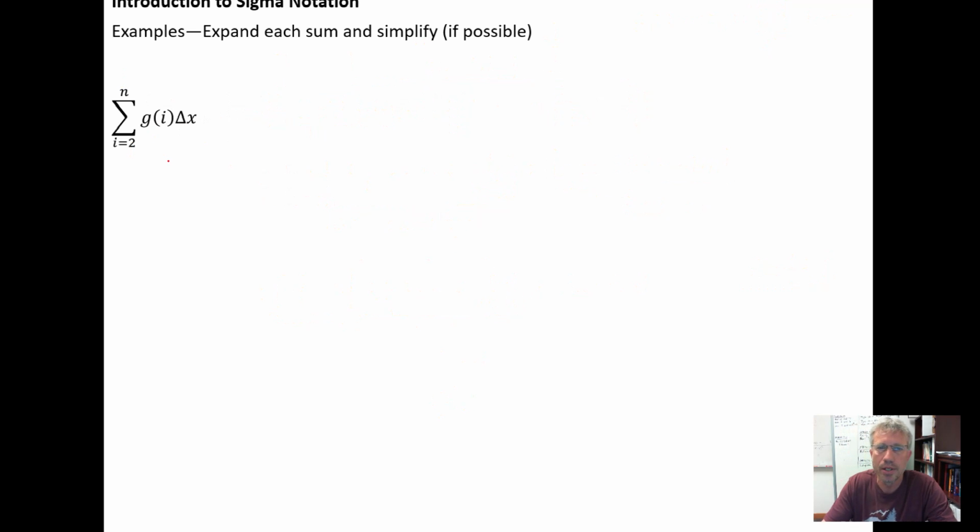Now the last example is just to show you I don't need to know what the function or expression is in here. I could just say, hey, it's some function g of i, and here's times delta x, and we've seen delta x this semester a lot. So I could say, well, what does this sum look like? I have the sum from i equals 2 to n. So I expect there to be how many terms? I take the upper bound of summation, I add 1 to it, and then I subtract the lower bound of summation right here. So n plus 1 minus 2. I expect this to have n minus 1 terms in the series.